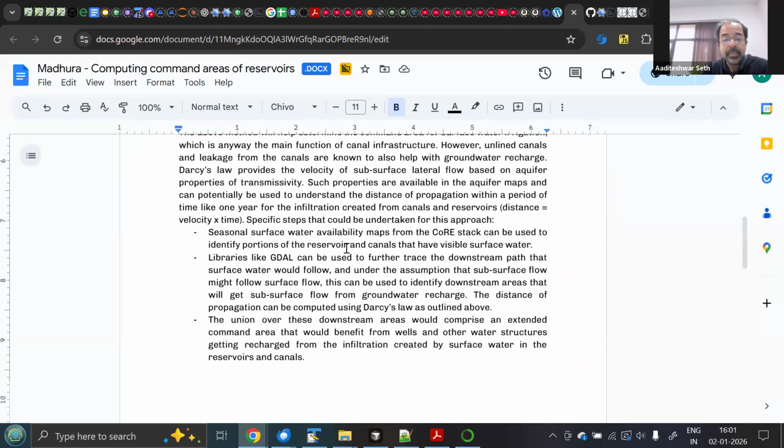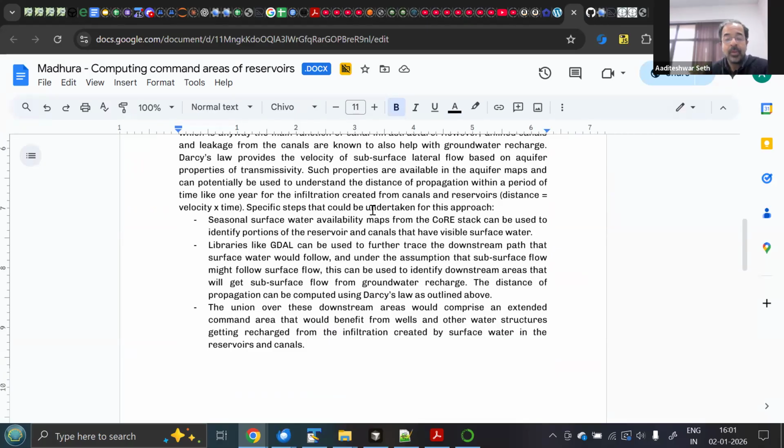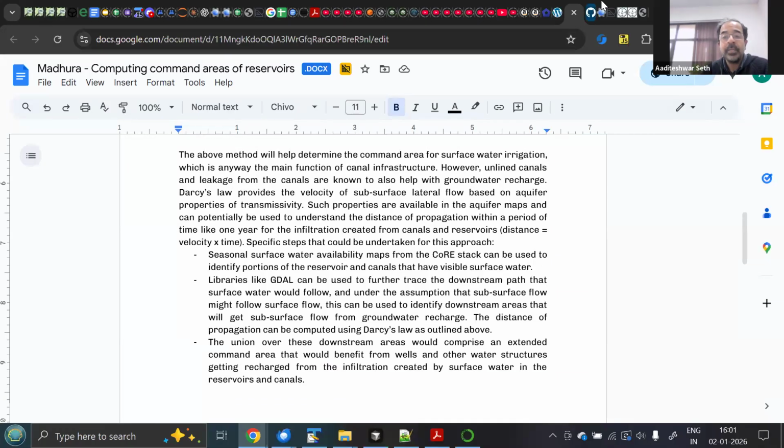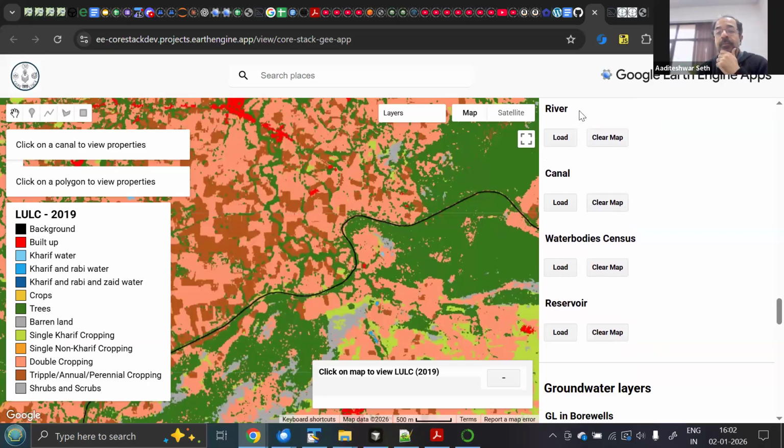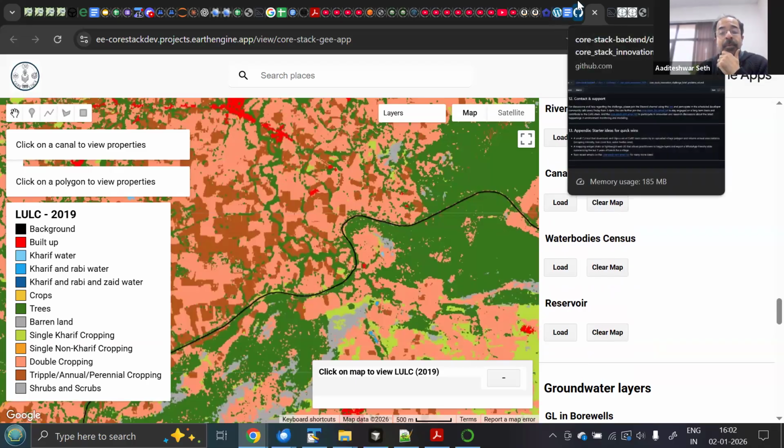Then there are some other ideas over here around also looking at, because what also happens in these canals is that those which are unlined, the water also percolates into the ground and helps with groundwater recharge. So it's not just that the flowing water is used to pump water in the neighborhood, but whatever water seeps in is also helping wells and recharge wells and other water bodies further downstream. So there are ways in which you can get to those as well. These are some other ideas that we've also put up.